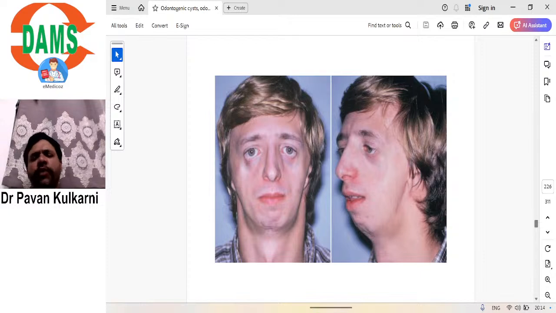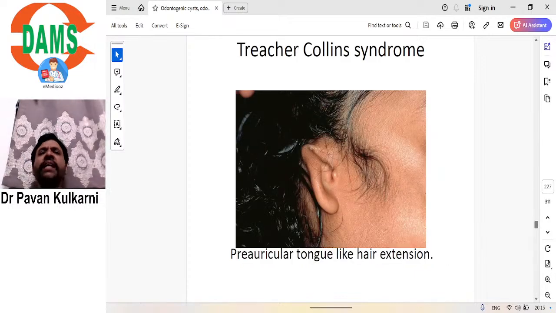In this image, carefully you can see the second image, side view, that the mandible is hypoplastic. This is another image of Treacher Collins syndrome, where you can see the preauricular tongue-like hair extension. Typically in these patients, the ear abnormality is called microtia. What do you mean by microtia? The ears are very small and abnormal, and in front of the ear, you will see hair-like extension.